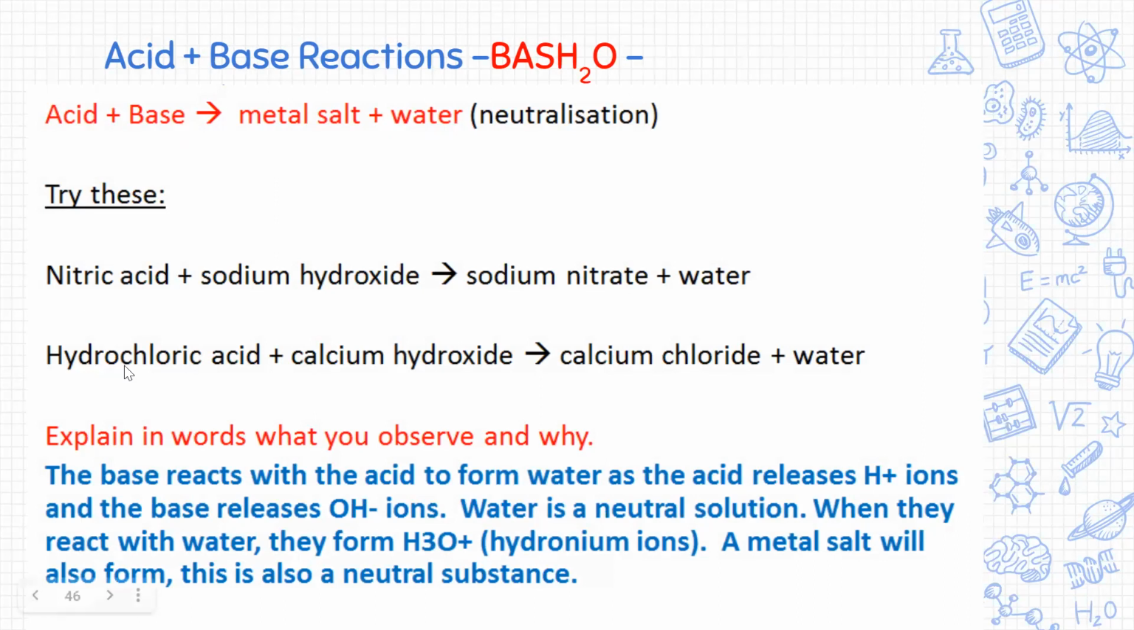As we can see, sodium nitrate and water are produced, and with the second part here, calcium chloride and water are produced as the products. So the base reacts with the acid to form water, as the acid releases hydrogen ions and the base releases hydroxide ions. Water is a neutral solution. When they react with water, they form H3O+, which is called hydronium ions.